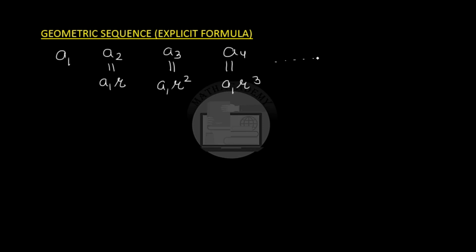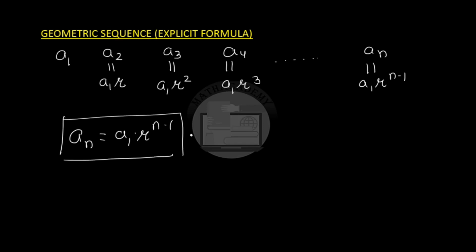So if we have a series, a1, the second term of the series will be given by a1 r. The third term of the series will be given by a1 r squared, 1 less than the position. a4 can be given as a1 r cubed and so on. a_n, the nth term, can be given as a1 r to the power of n minus 1, and using this formula we can find out the nth term of a geometric sequence. And this formula is called the explicit formula to find the nth term of the geometric sequence.